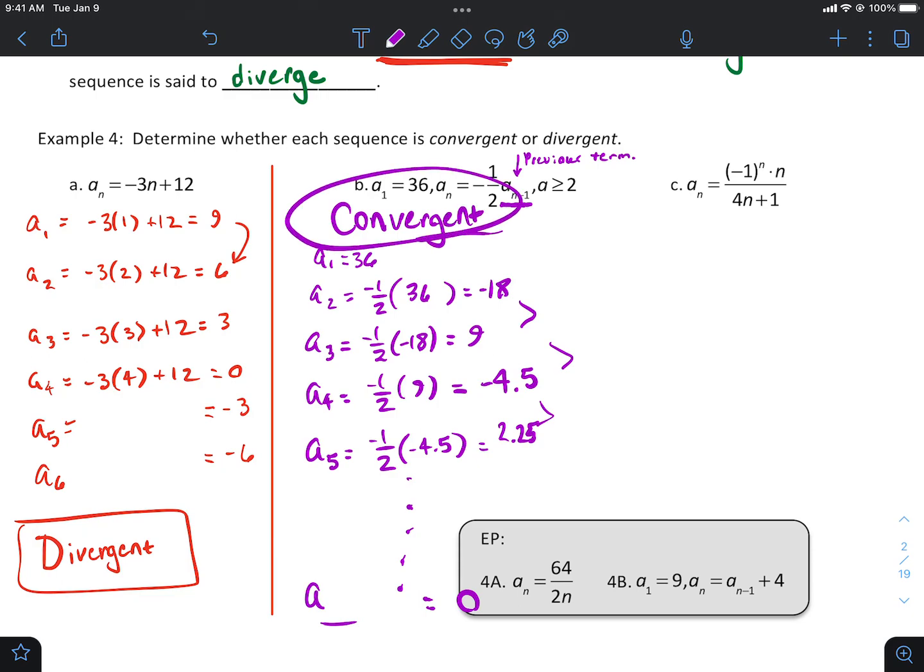So this one is convergent. It levels off at 0. Now some of y'all might be saying, well, isn't it switching from negative to positive each time? But it doesn't really matter if you're switching between negative and positive, because eventually you're going to get close to 0. They're all going to round to 0 eventually. So that is why that one's going to be convergent.